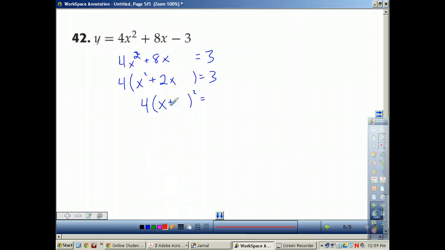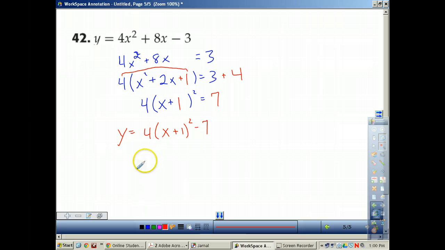Half of 2 is 1. 1 squared is 1. Over here we need to add, how much? 4. Yeah, 4 times 1, that's where we got the 4 from. 7. So our final answer will be y equals 4 times the quantity x plus 1 squared minus 7. Vertex is at negative 1, negative 7.